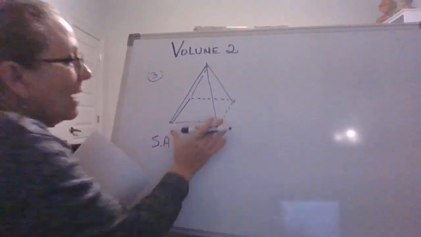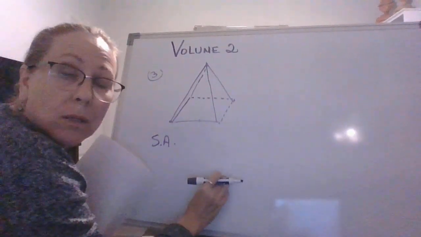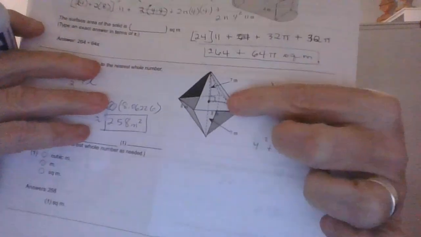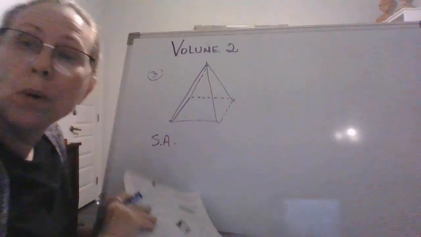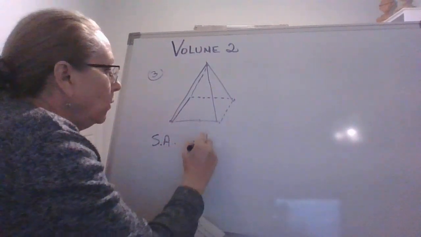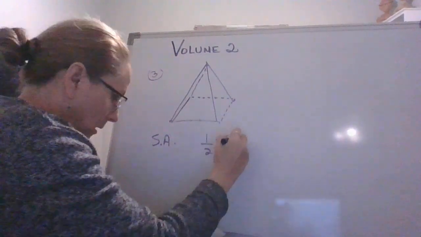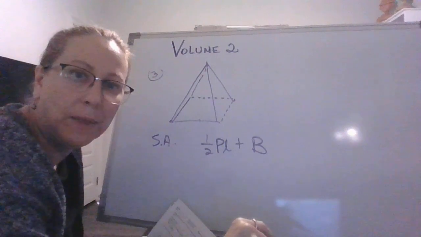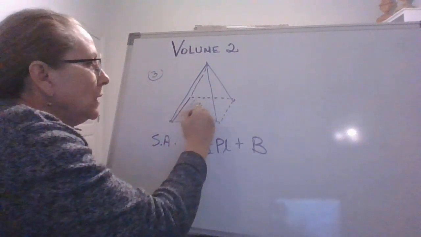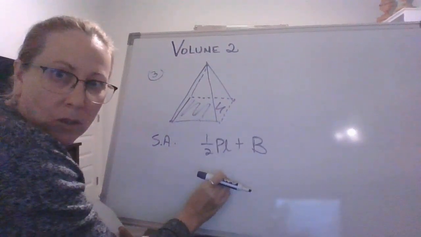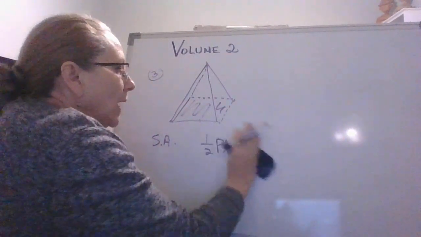Now, if we have that pyramid at the bottom, the base is not actually on the outside, right? The base is inside the figure. So all we need is the surface area. Now, 1/2 PL plus a base. That's our formula for the surface area of a pyramid. But this base is inside the figure because there's that extra pyramid down here at the bottom. So that base is going away.